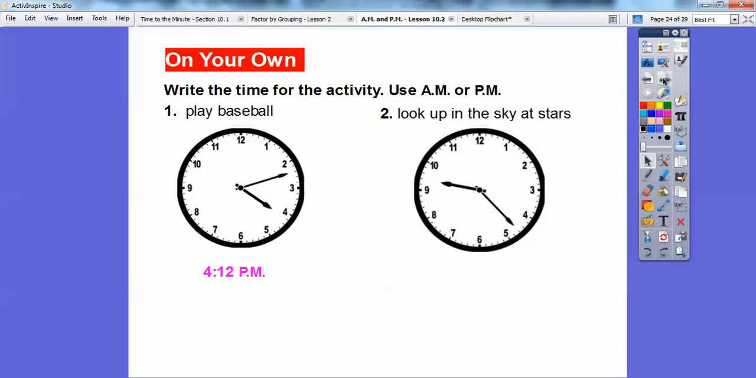Okay, how about this? You look up in the sky looking for stars. Do you look up for stars at 9 something in the morning or at 9 something at night? Well, it's dark at nighttime, so this would be at night. The hour hand, the shorter hand, is in between the 9 and the 10. So it's 9 something. So it's 9, and let's count by fives, you guys. 5, 10, 15, 20. And then let's count the ones now. 21, 22, 23. So it's 9:23, and it's at nighttime, so 9:23 p.m.